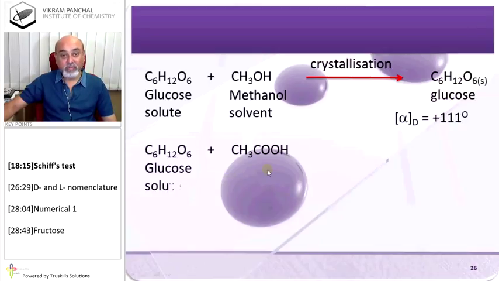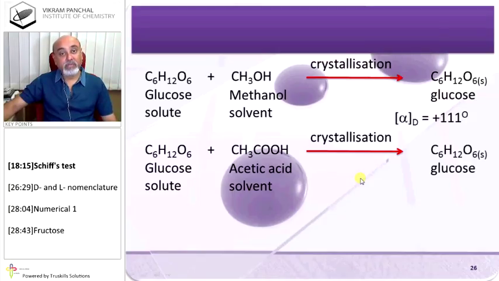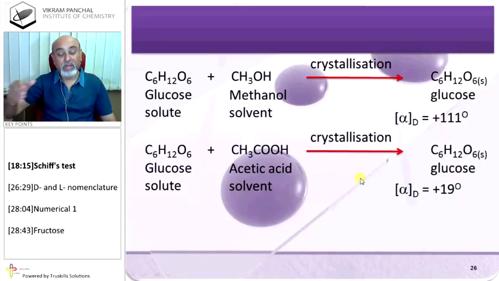Glucose is also soluble in acetic acid. Prepare a saturated solution of glucose in acetic acid and then crystallize it. On crystallization we will get crystals of glucose. Its specific rotation is only 19 degrees. So this way, the glucose obtained from methanol solution and from acetic acid solution are different. Optically, they are different because their optical rotations are different. So all these things cannot be explained by the open chain structure.